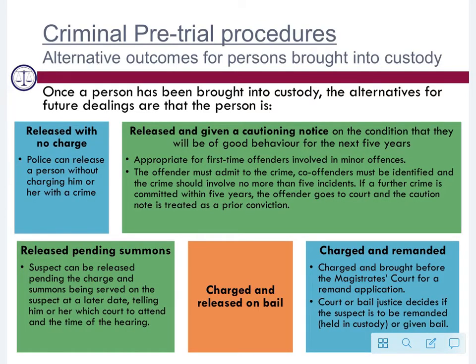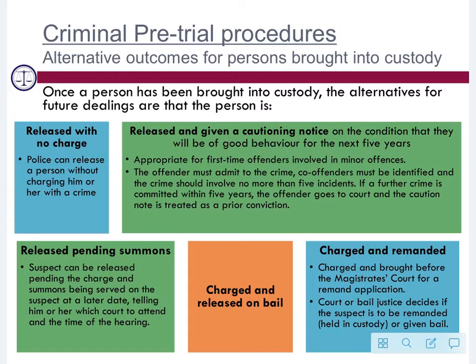Once a person has been brought into custody, there are a number of alternative outcomes for what might happen to that person. Some of these alternatives for future dealings with that person are to be released with no charge, which means the police can release a person without charging him or her with a crime. Alternatively, they could be released and given a caution notice, on the condition that they will be of good behaviour for the next 5 years.